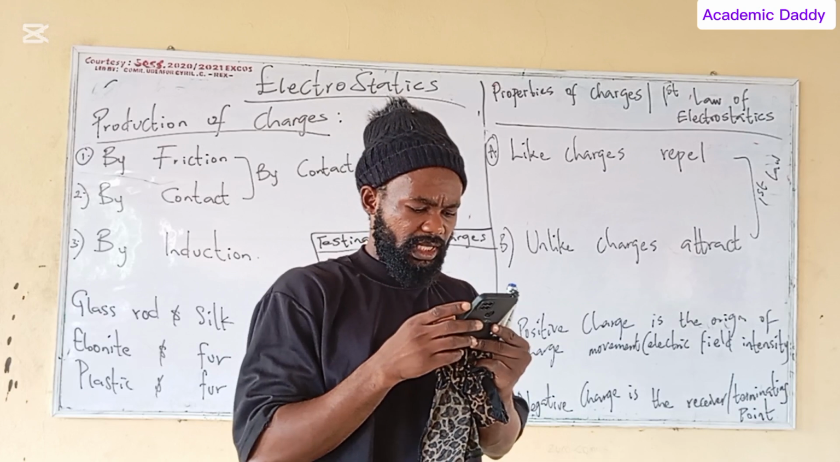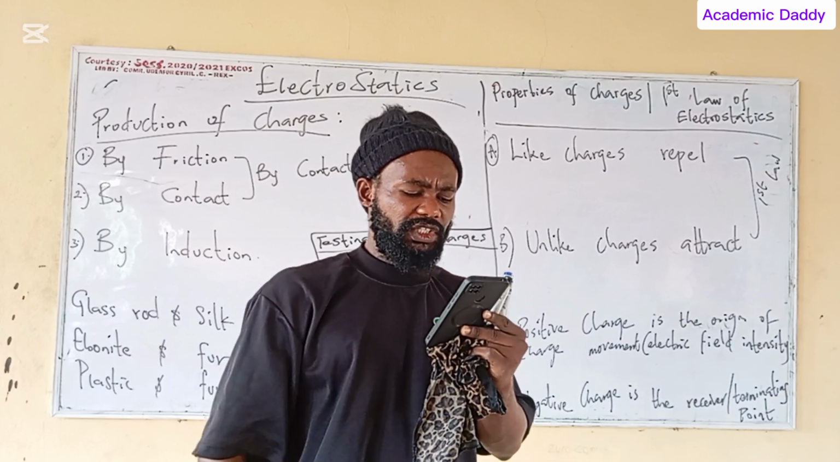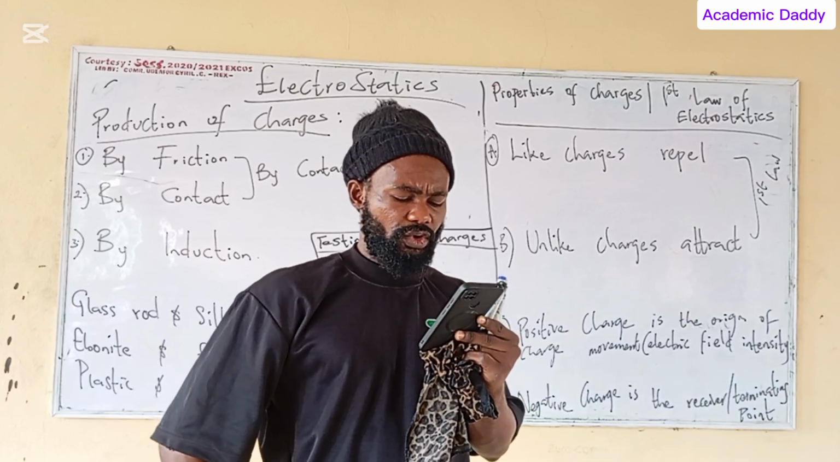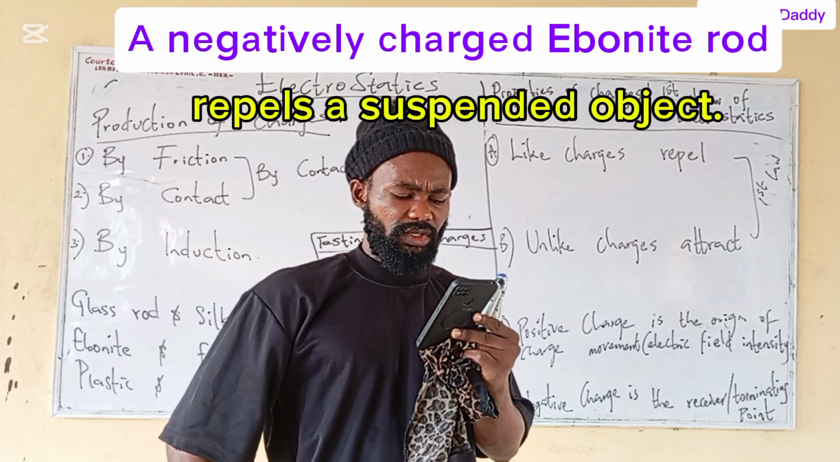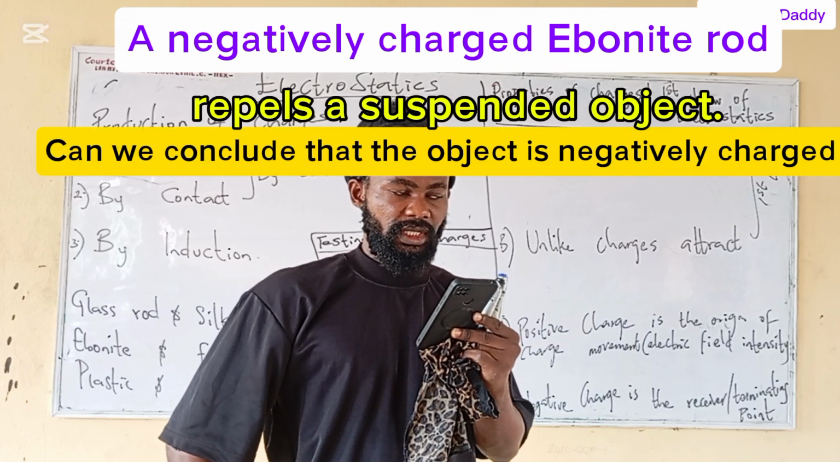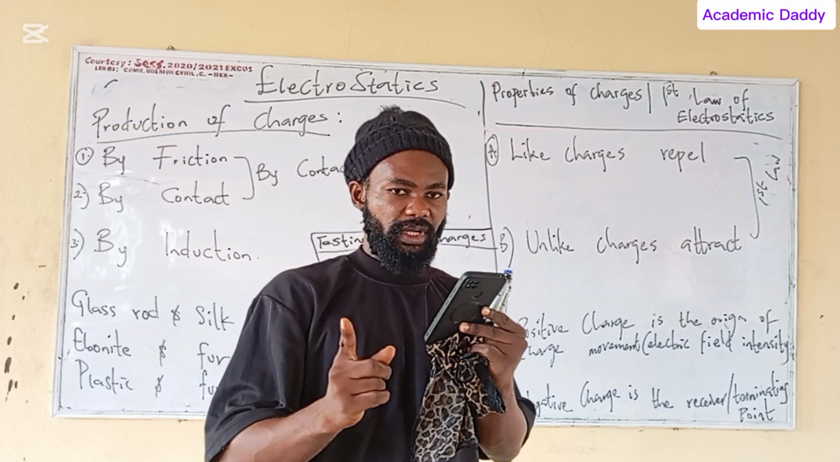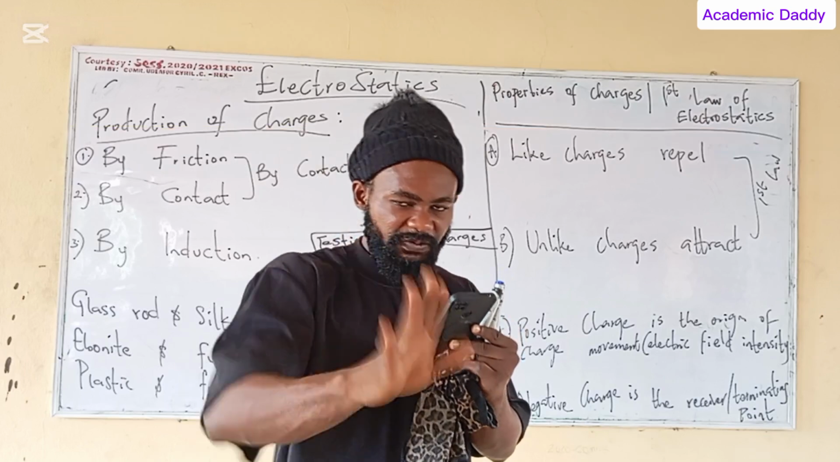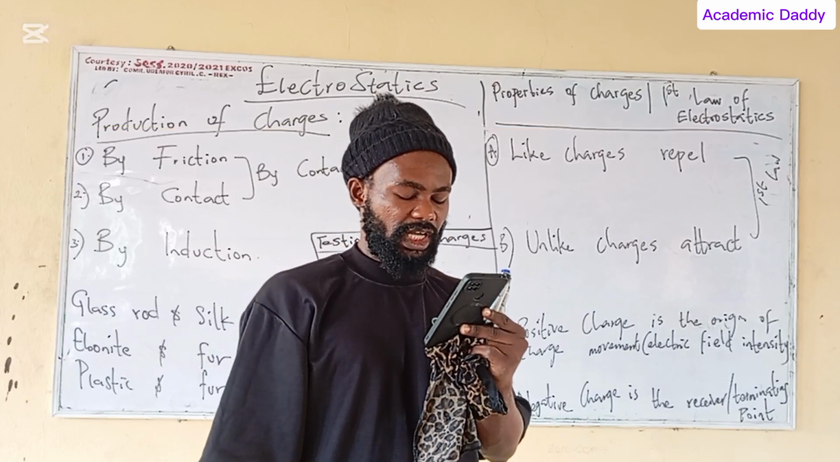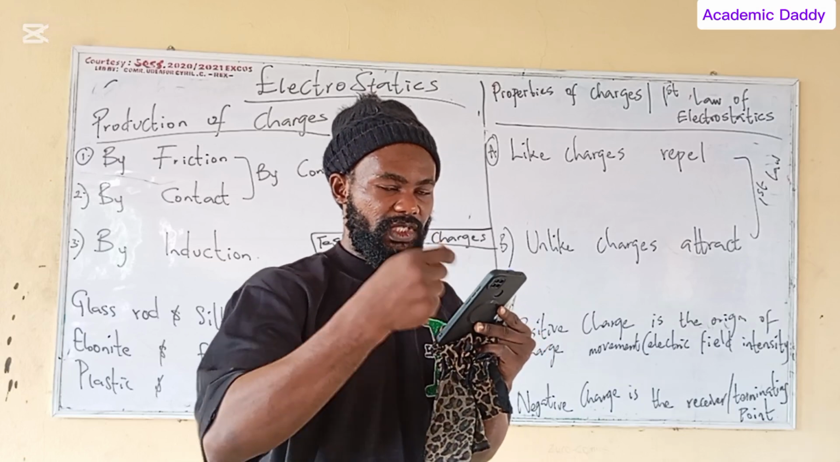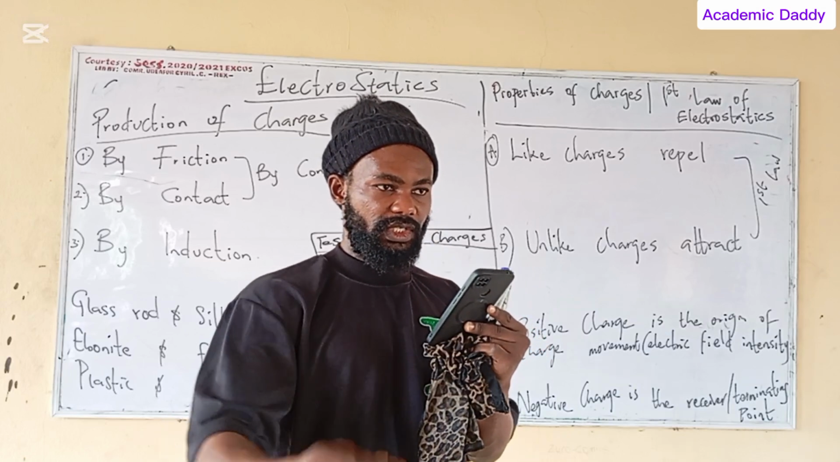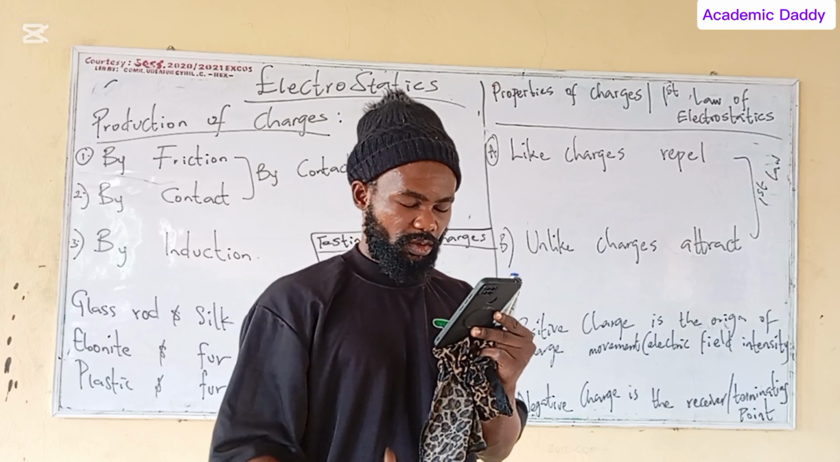So if I know this, let's say a negatively charged ebonite rod repels a suspended object. Can we conclude that the object is negatively charged? Like poles repel. So yes, definitely it is a negative charge. That's why it repels. Once something repels something that is of its kind, know that that charge is the same thing with that one. I hope you understand.